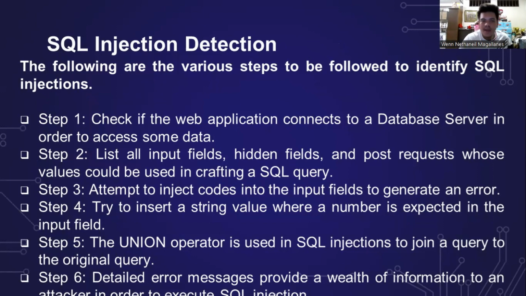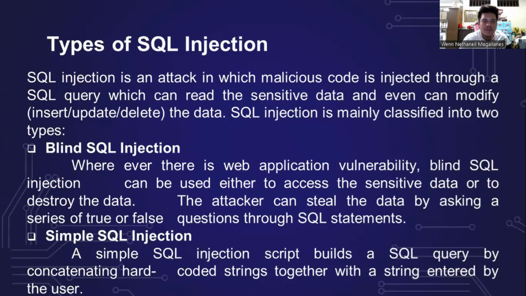First step, check if the web application connects to a database server in order to access some data. Number two, list all input fields, hidden fields, and post requests whose value could be used in crafting a SQL query. Third, attempt to inject codes into input fields to generate an error. Four, try to insert a string value where a number is expected in the input field. Five, the union operator is used in SQL injection to join a query to the original query. Six, detailed error messages provide a wealth of information to an attacker in order to execute SQL injection.